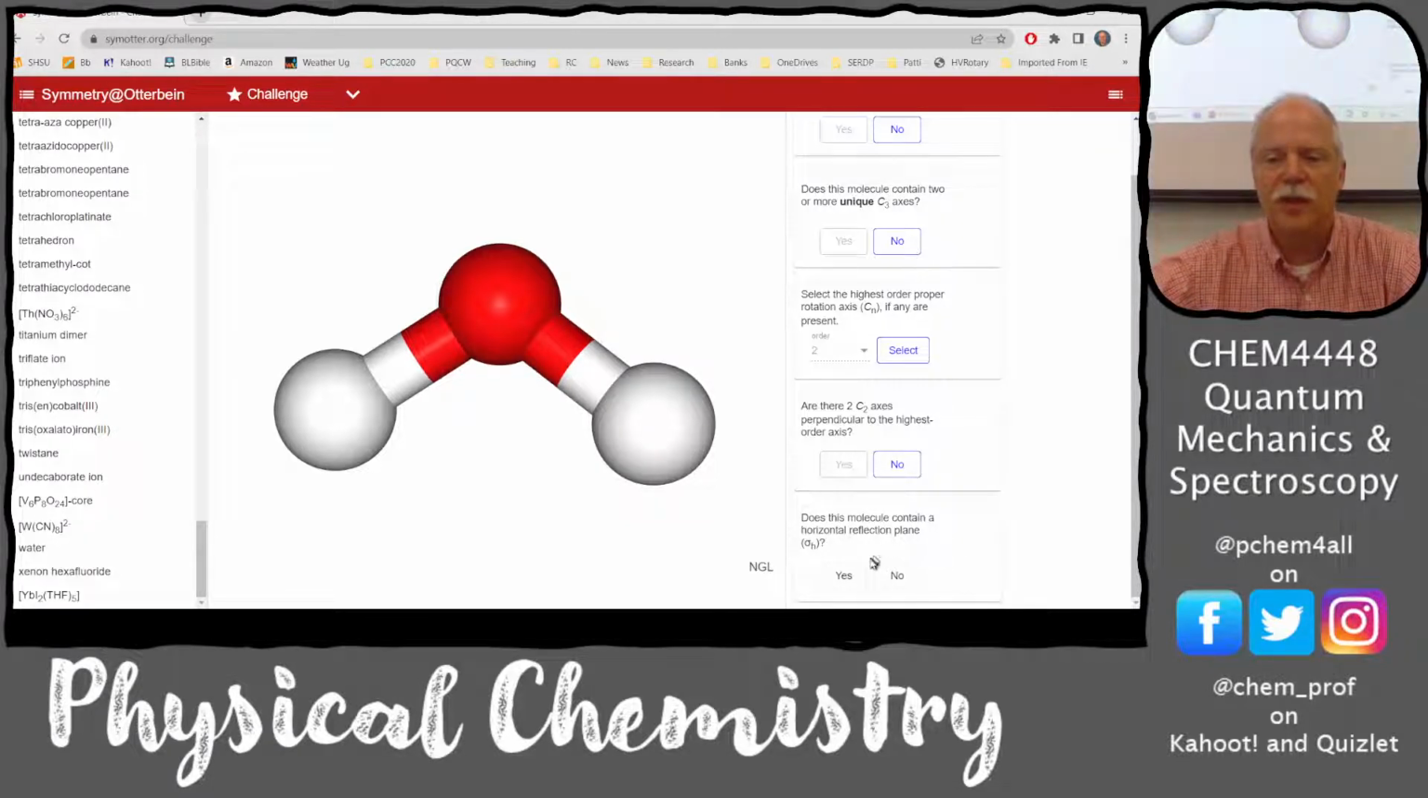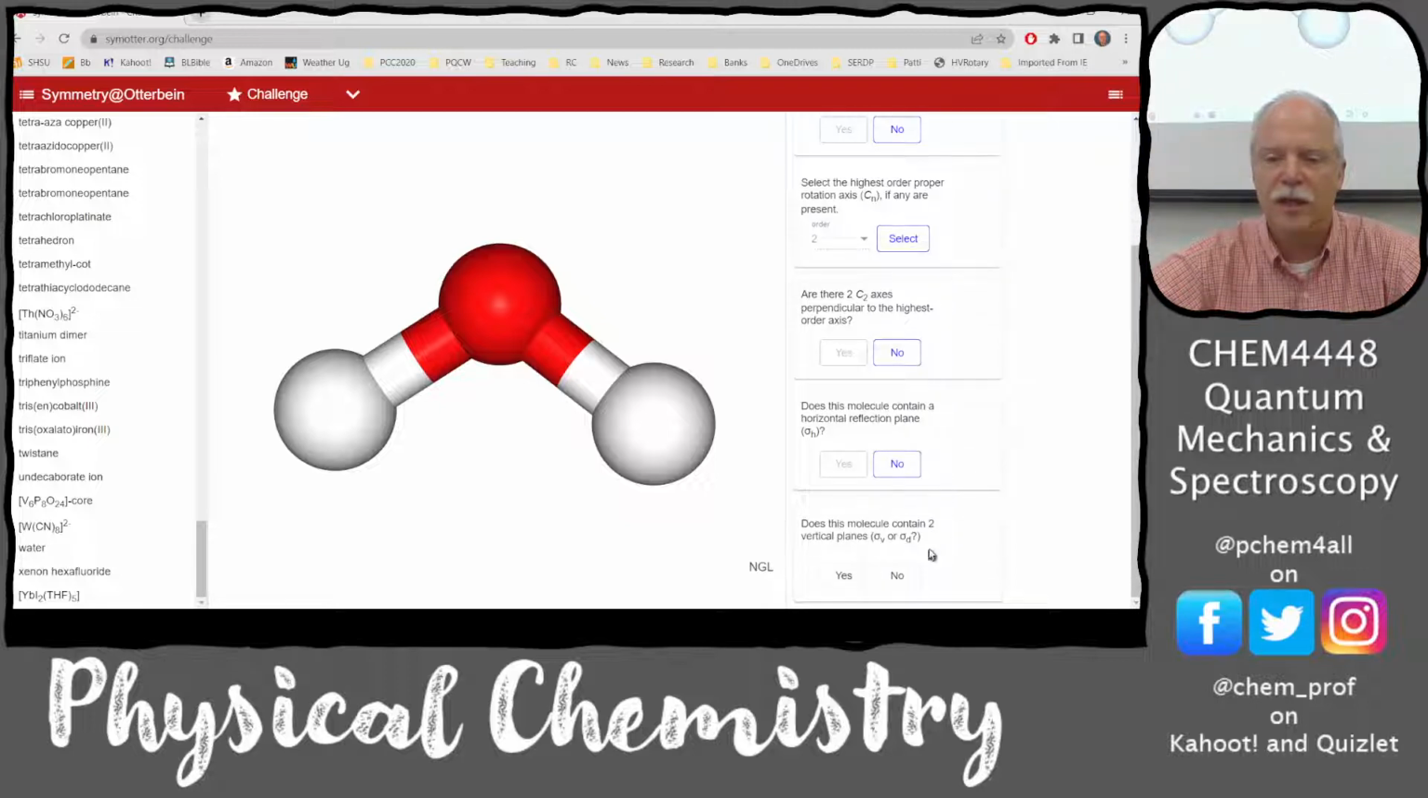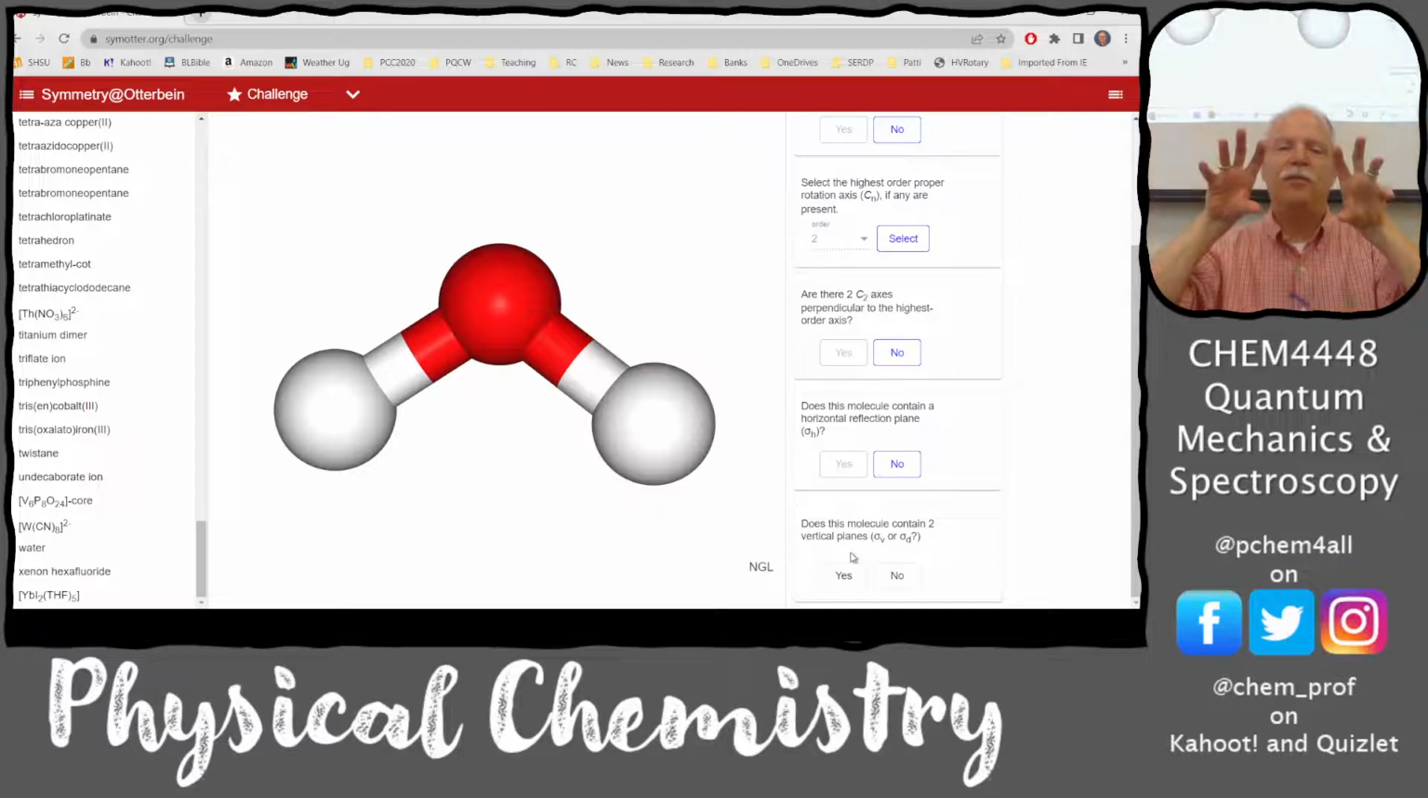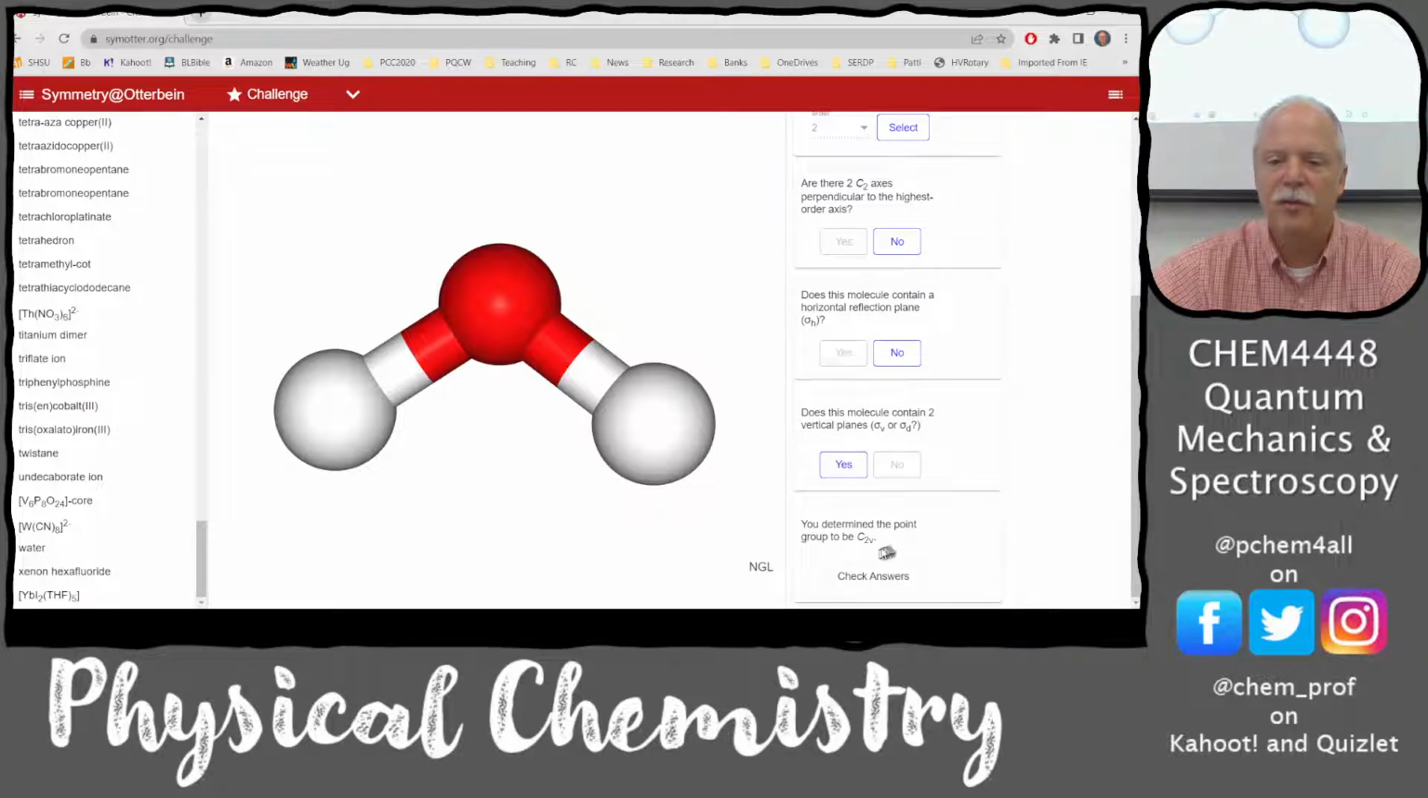Does this molecule contain a horizontal reflection plane? Again, that would be the plane that's 90 degrees to that symmetry axis. We say no. Does it contain 2 vertical planes? There's one that goes this way where the hydrogens reflect into each other. And if it's a planar molecule, the plane of the molecule is always a reflection plane. This molecule is planar, it's just bent, but it sits on the plane, and so the tops of the atoms can reflect into the bottoms of the atoms. So it does have 2 vertical reflection planes, so we say yes to that. And we've determined the point group to be C2v.